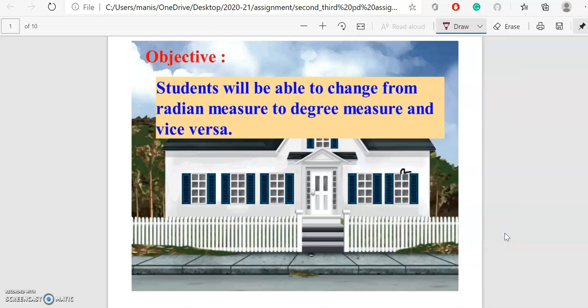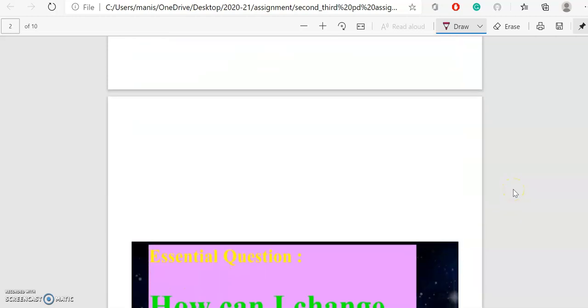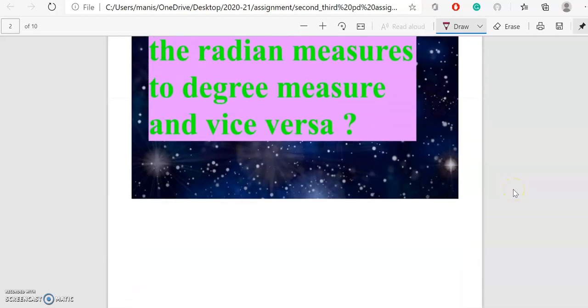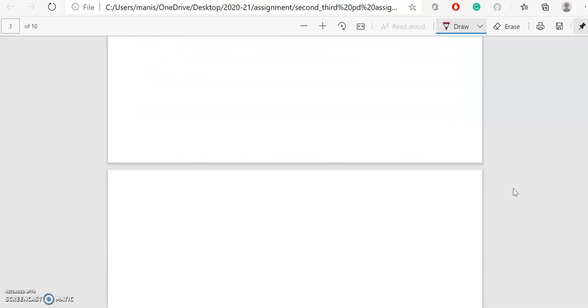Good morning, students. Today we will be learning about conversion from radian measure to degree measure and vice versa. So our objective for the day is students will be able to change from radian measures to degree measures and vice versa. Our essential question of the day is how can I change the radian measures to degree measures and degree measures to radian measures.